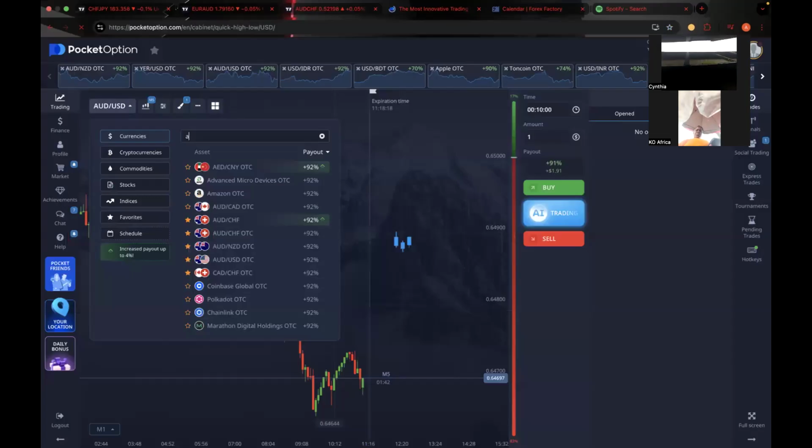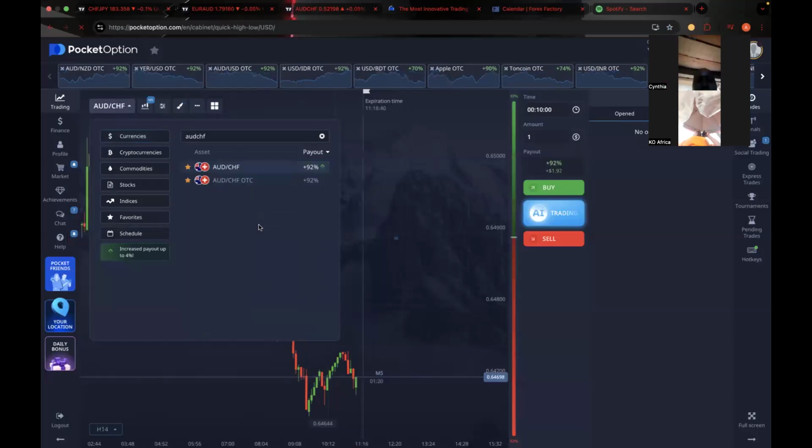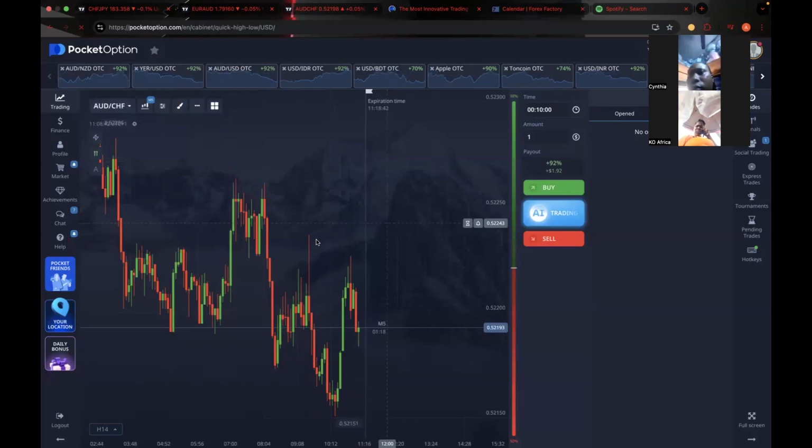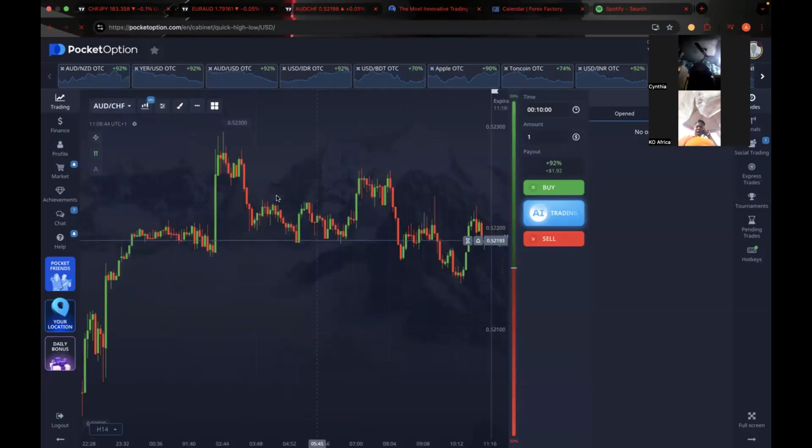Go and get the entry point for Pocket Options, because we are using a pending order, and the price on Pocket Options is usually different from the price on TradingView. Payout is 92%. That's awesome. Okay, so I am on Pocket Options now.